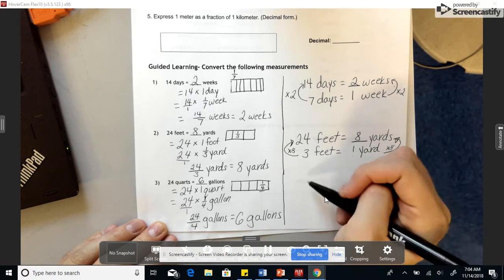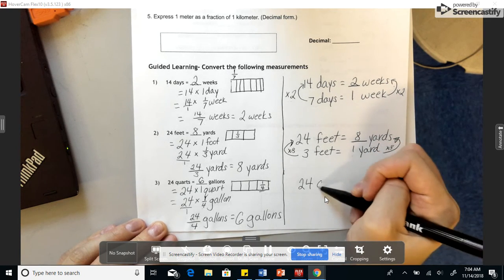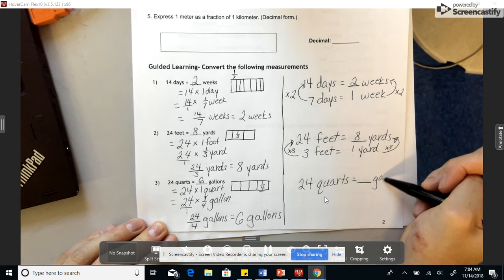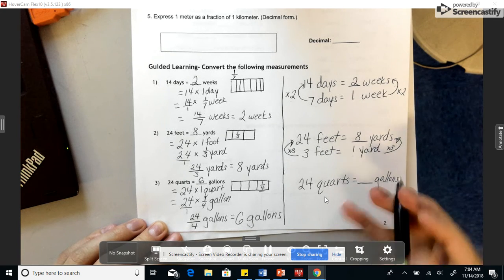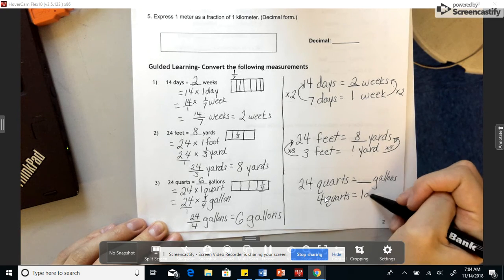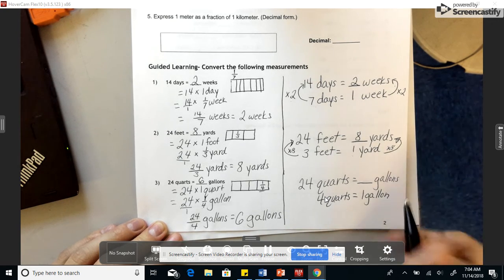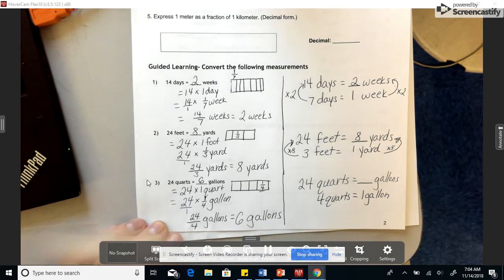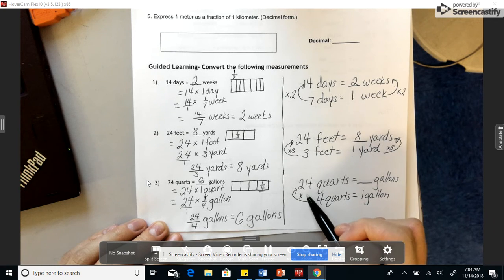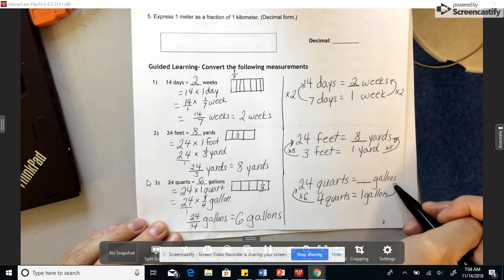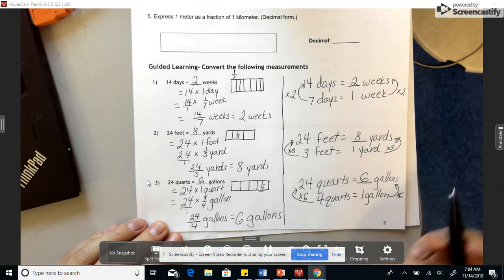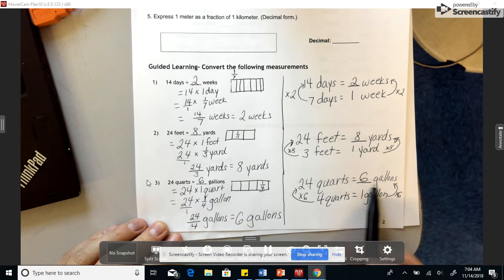Let's try it the other way. We have 24 quarts is equal to how many gallons? I know there are 4 quarts in every gallon. So I'm going to find the missing part. What do I multiply by 4 to get to 24? 6. So I'm going to multiply the other side by 6. 1 times 6 is 6. So 24 quarts is equal to 6 gallons.